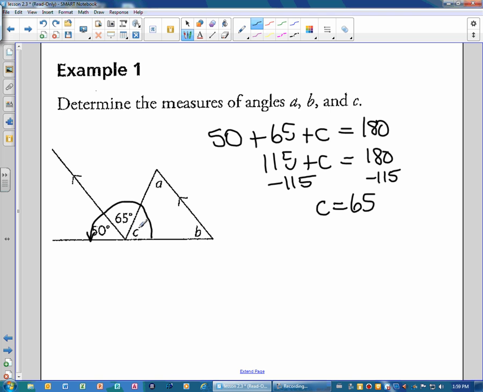Let's put that in red. Let's get rid of this. So angle C is 65. Sometimes it's handy to write that in.